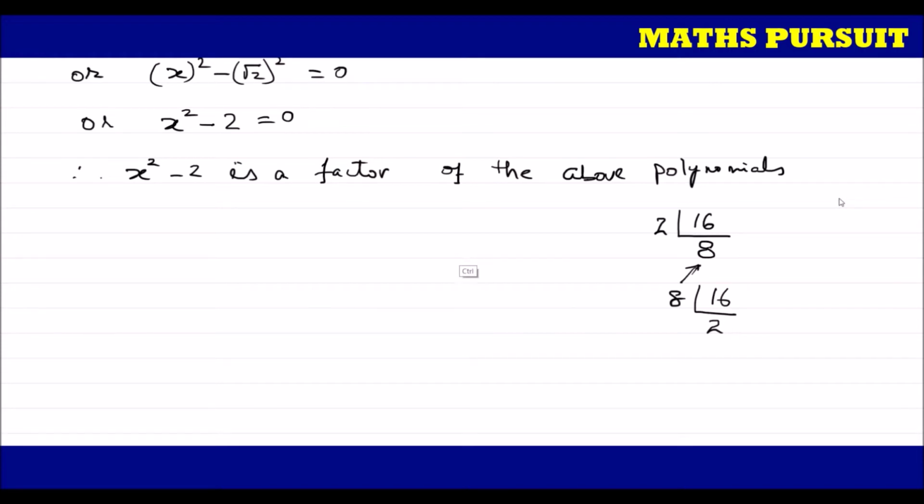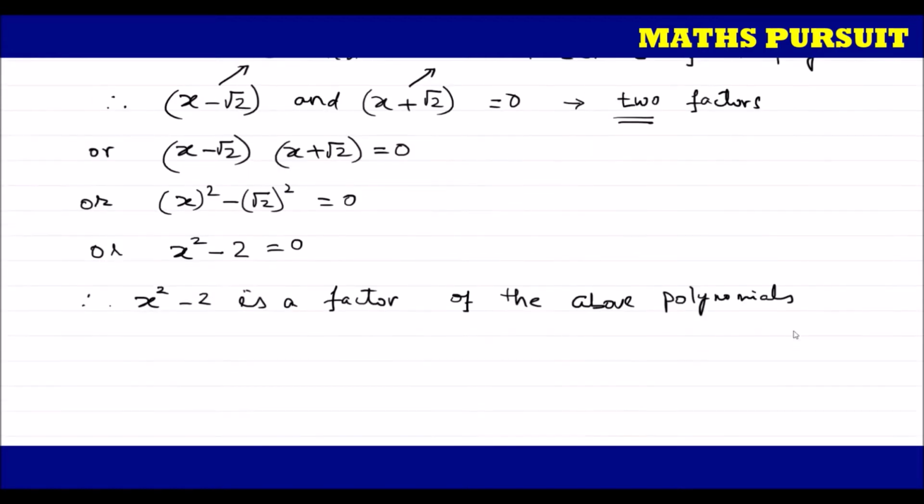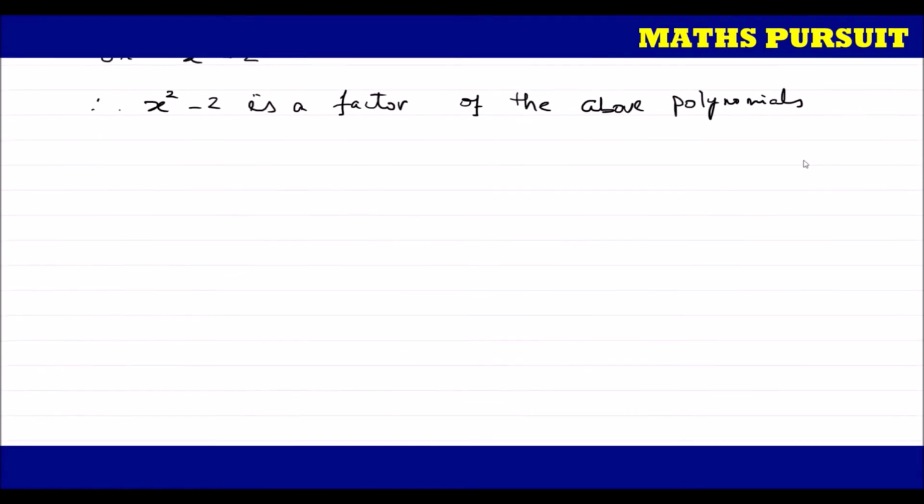So keeping this example aside, let us move ahead and solve the given polynomial to find out the other zeros. The given polynomial is 2x to the power 4 minus 3x to the power 3 minus 3x to the power 2 plus 6x minus 2. That is the given polynomial.